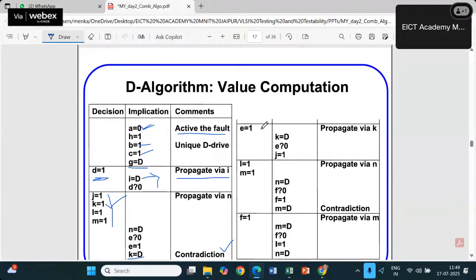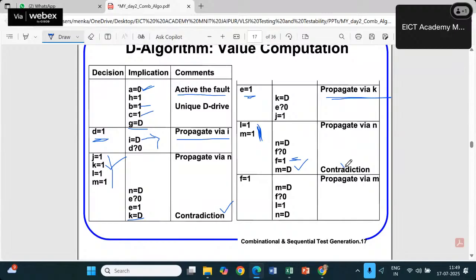Okay. So now the next one I will be checking is what the E input is. The E input becomes 1 and the propagation is also through A. For this, I should have the implication that L and M gates must be 1, 1. But when I apply F equal to 1 input, then M is the D frontier. The fault is propagating through it, which means that is also a contradiction. So finally, I can have F equal to 1. That is going to give me M equal to D. And I am propagating the fault through M.